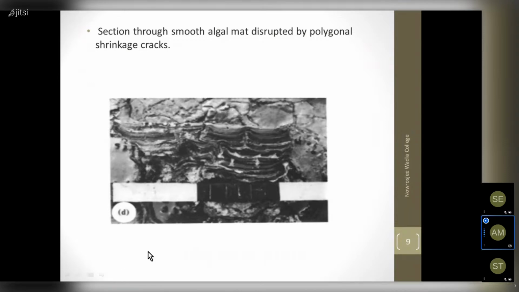Here in figure D, we can see a section through the algal mat, which will be shown in a better manner with a video included with the presentation that is going to help us clear up a lot of what we have talked about regarding stromatolites.